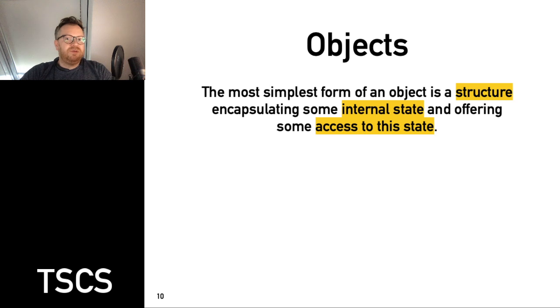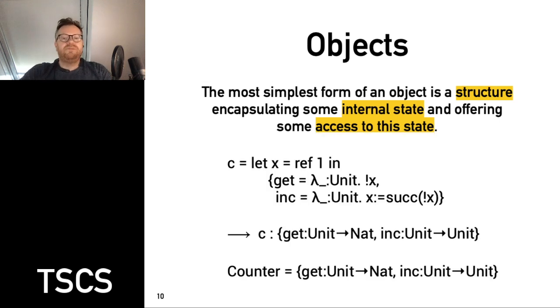So the simplest form of an object that we just learned is a structure encapsulating some internal state and offering some access to the state. That's the simplest form of an object that you can ever have. No fancy stuff. So let's define a term C with let x equals ref 1 in, and now we have a record. That means we have a get, which is dereferencing x, and an increment, which is incrementing x. And that is an object already.